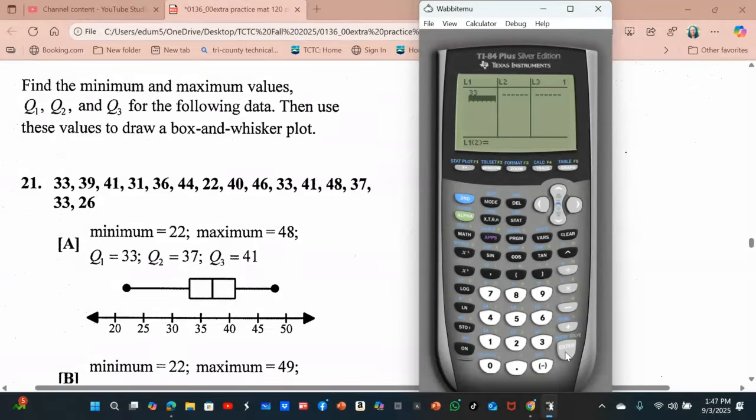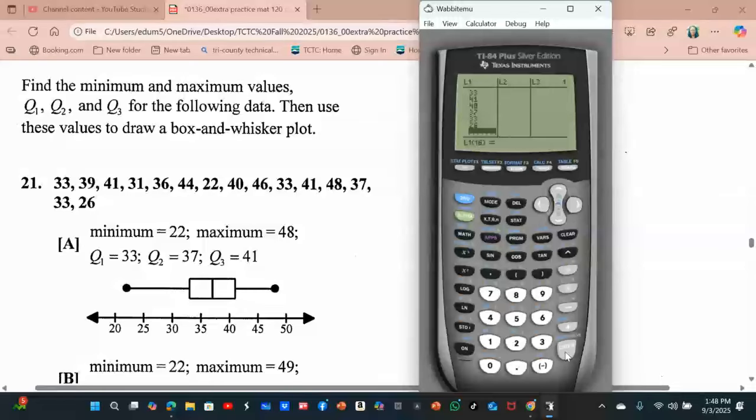33, enter. 39, enter. 41, enter. 31, enter. 36, enter. 44, enter. 22, enter. 40, enter. 46, enter. 33, enter. 41, enter. 48, enter. 37, enter. 33, enter. 26, enter.